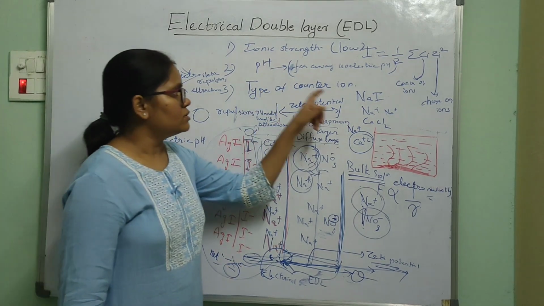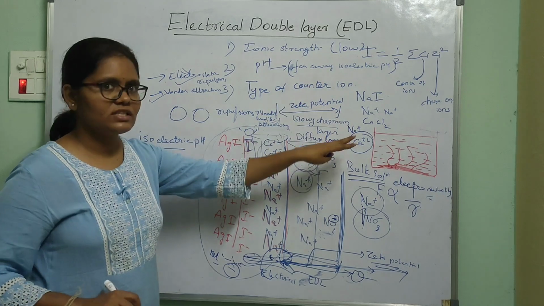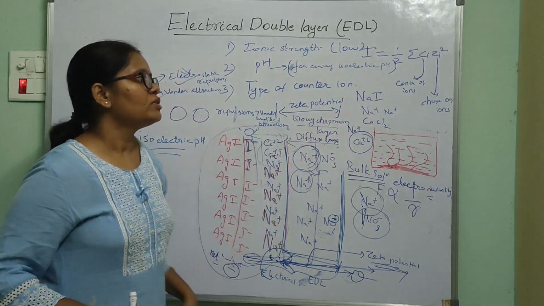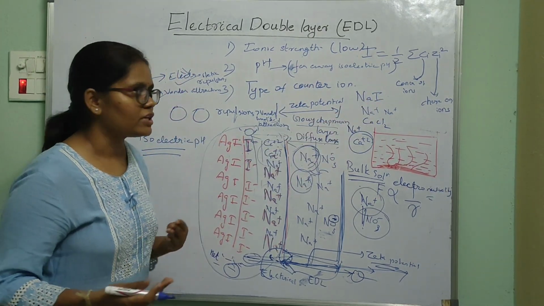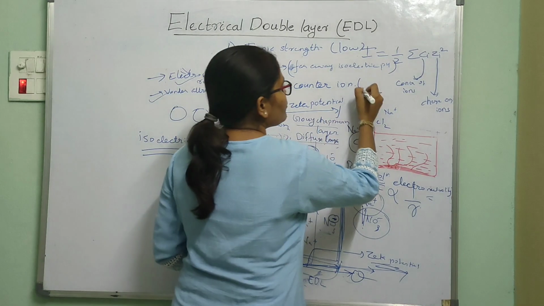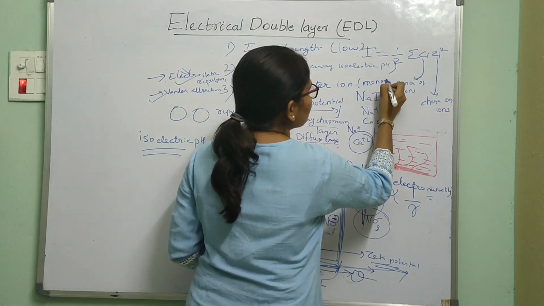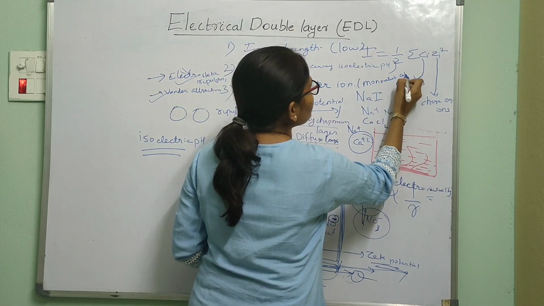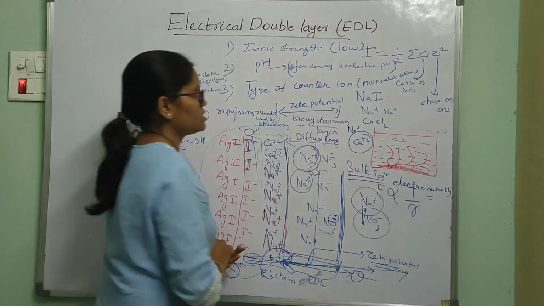So there should be less charge on the counter ion. Divalent cations are not preferable. You can prefer monovalent cations for stability of colloidal solutions.